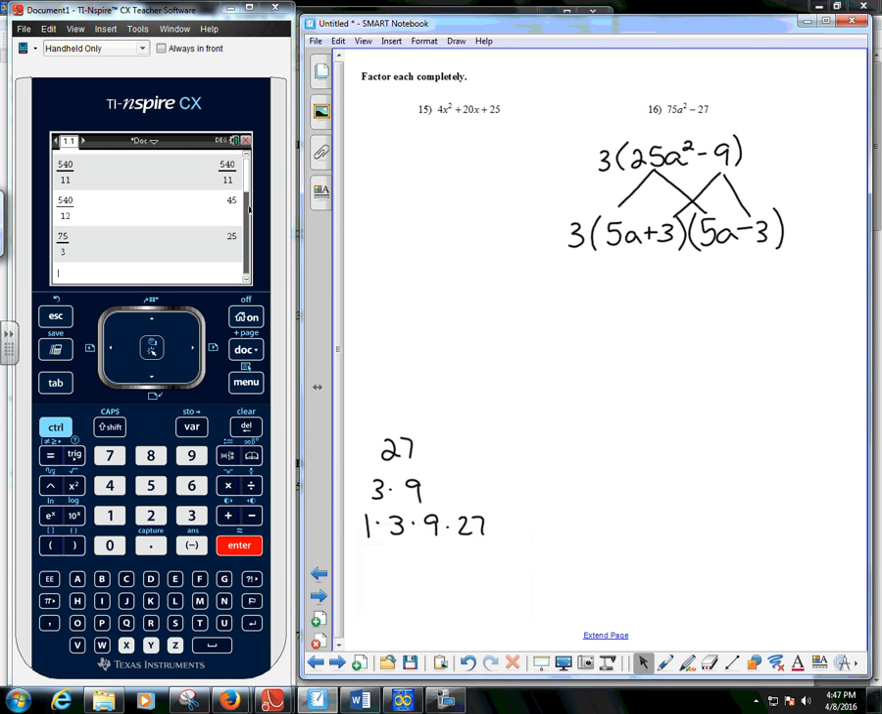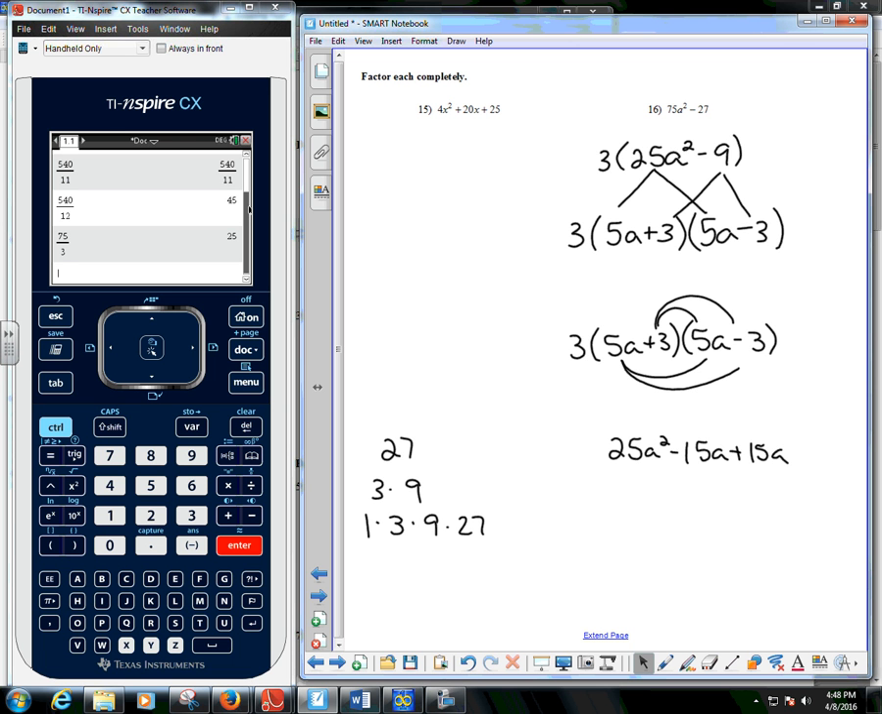So my final answer is 3 times 5a plus 3 times 5a minus 3. And if you take a minute to multiply all of that out, you're going to end up right back at the beginning. And let's do that. So I'm going to take 5a and multiply it by 5a. That gives me 25a squared. 5a times negative 3 is negative 15a. 3 times 5a is 15a, and positive 3 times negative 3 is negative 9.